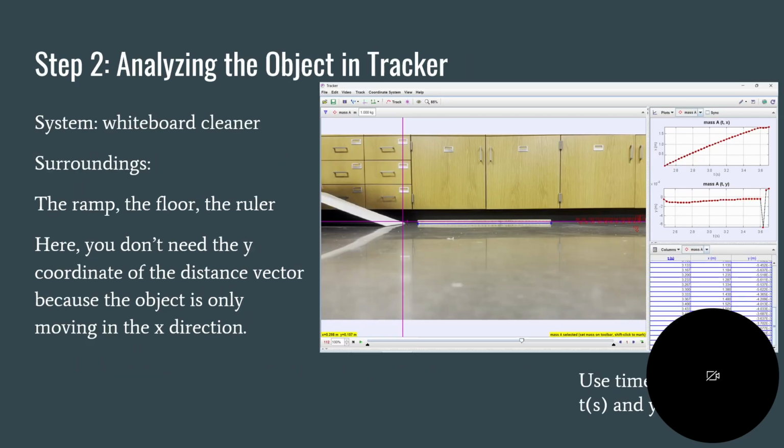So next, we analyze the object in tracker and identify our system and our surroundings. Here, the whiteboard cleaner is the system, and then the ramp, floor, and the ruler are all the surroundings. Because of the constant velocity, friction is assumed to be negligible, so the floor doesn't have an effect. You also don't need the y component in tracker because the object is only moving in the x direction. This gives us our observed positions.